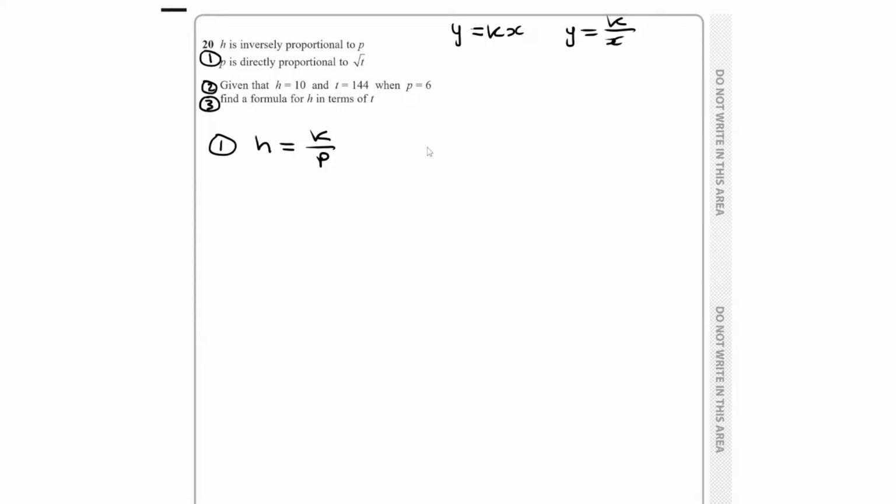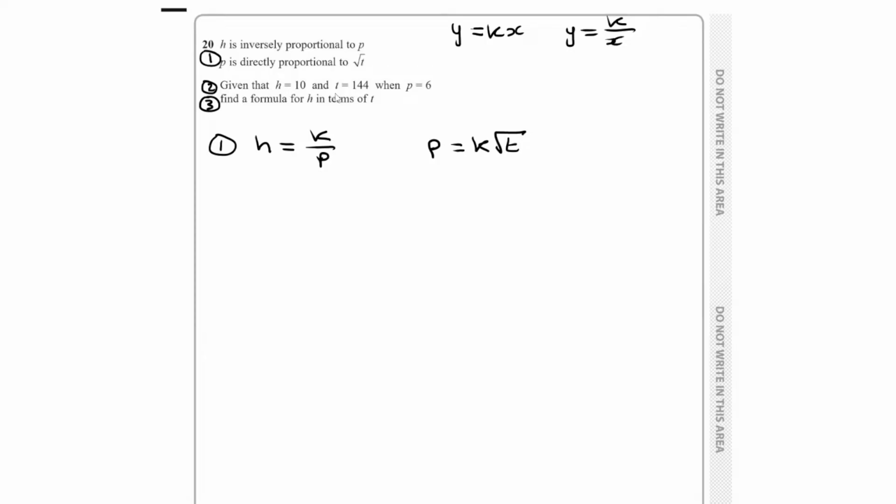And then for the second one, it would be p is directly proportional, so k. Technically, we should probably use a different letter because they're not the same k, right? But I don't think they really would penalize you. Now, if it says anything other than just t, obviously you would copy that. So root was just the root of t, not just t.